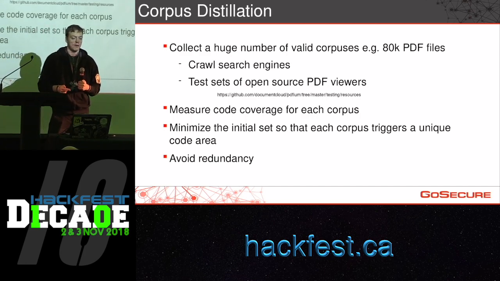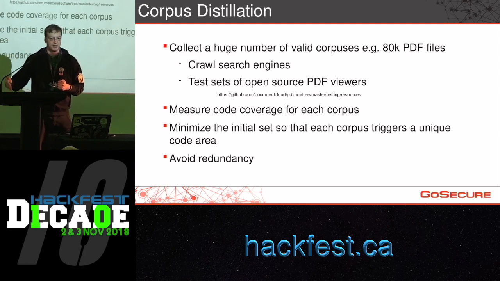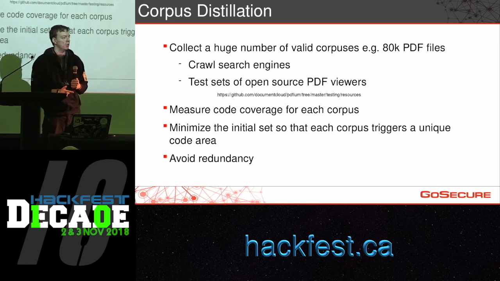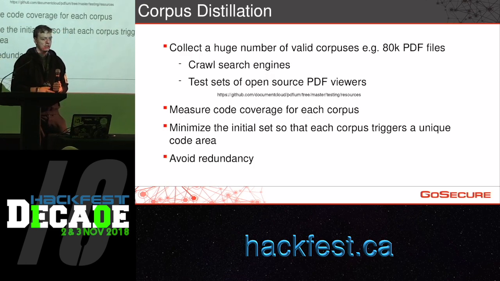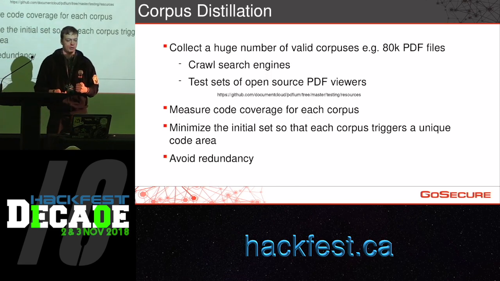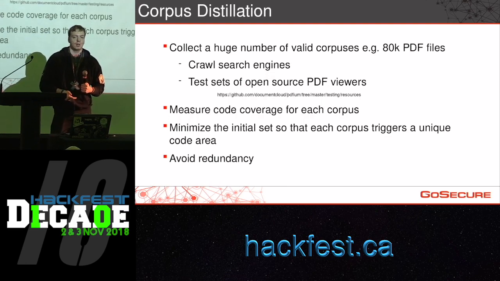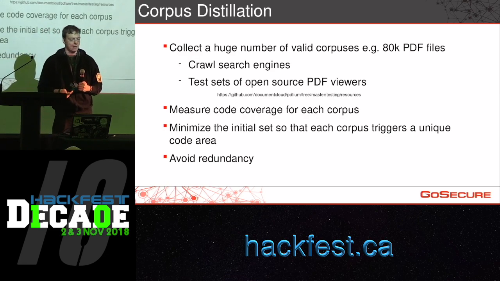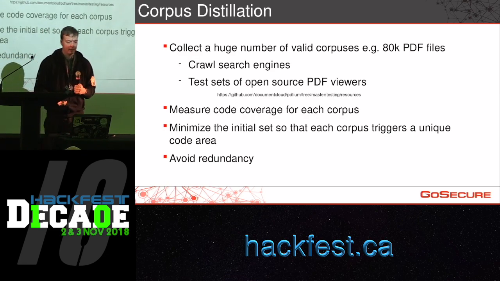And then we measure the code coverage for each corpus, so for each PDF that is in our test set. I start the PDF viewer once with each PDF, get the code coverage, and check if a new behavior was triggered, if any new basic blocks have been executed. If this is not the case, so if this PDF triggered a behavior that I've seen already from a previous PDF, I can kick out this PDF because it would be redundant in our corpus. So in the end, you end up with a set of PDFs of which each triggers a unique behavior in your PDF viewer, and at the same time, it avoids redundancy in your corpus.